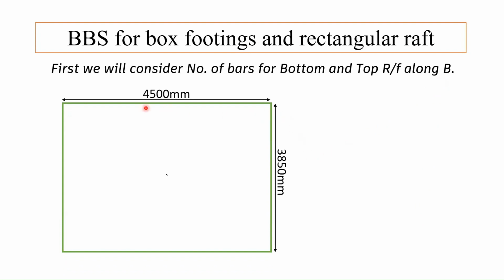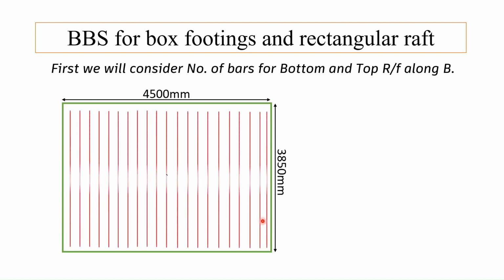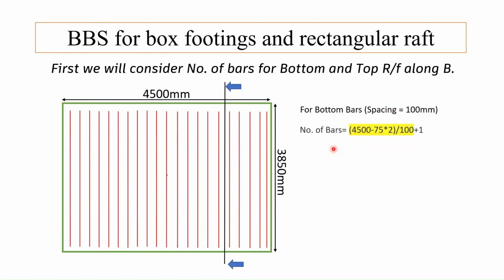So this is our plan of footing in which dimensions are shown. This is 4500, which is our L, and this is 3850, which is our B. So we have to calculate number of bars for bottom and top reinforcement along B. In this way our reinforcement will be placed, which is along B. To calculate the number of bars required, we do the calculation like (4500 minus 2 into cover) divided by spacing plus 1.